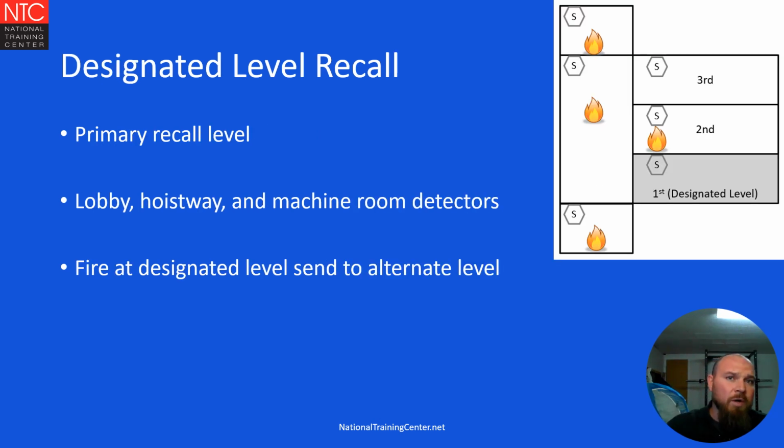Now, with recall, there are two different places for recall to go to. We have our primary recall level, which is called the designated level recall. The activation of any of the other lobby detectors, hoistway detectors, or machine room detectors that are not designated level will recall to the designated level. So that's how designated level operates.